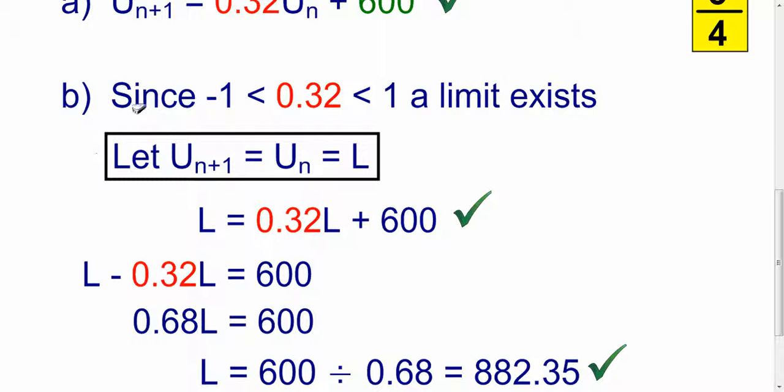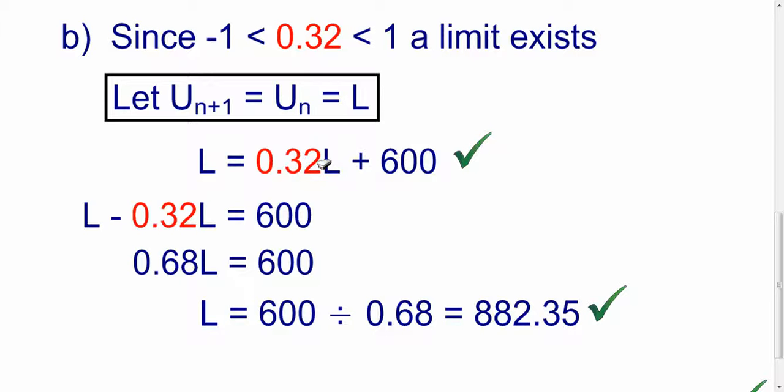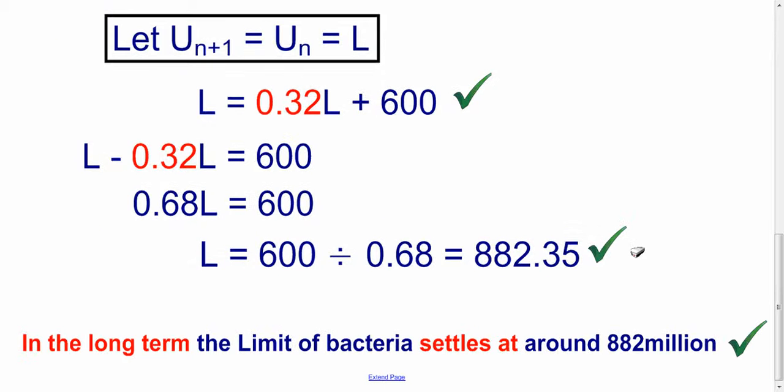Part B, we set up an equation. Because it tends to a limit, because 0.32 is between negative 1 and 1, you let U of n plus 1 be L and U of n also be L, and then we solve it. Take the 0.32 over, 1 take away 0.32 is 0.68, then divide, get your answer, and then learn your statement, learn the bits in the red.